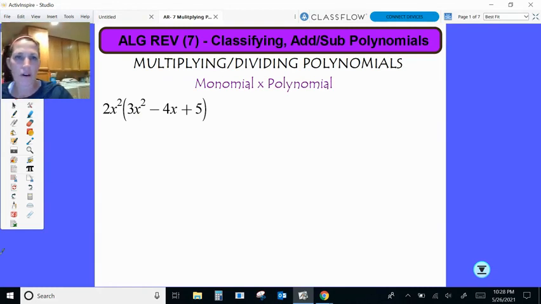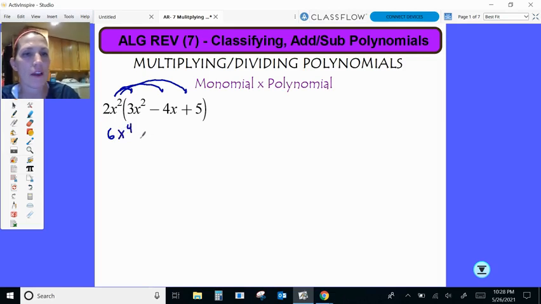Multiplying and dividing polynomials. Anytime you have two polynomials multiplied together, we're going to distribute this term through here. This is a monomial, a single term, multiplied by a polynomial. Just 2x squared times 3x squared is going to be 6. So you multiply the number times the number, variable times the variable. So 6x to the fourth power.